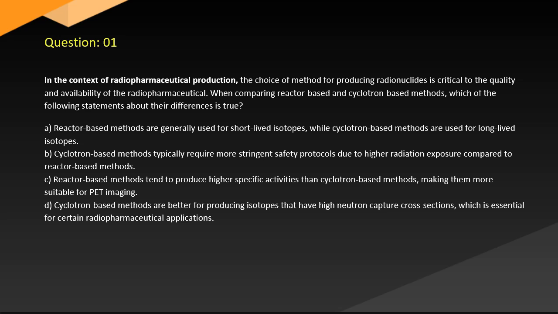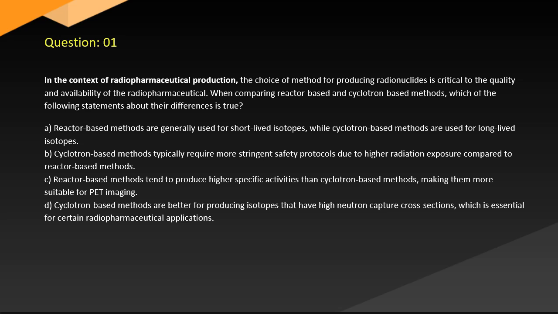Question 1. In the context of radiopharmaceutical production, the choice of method for producing radionuclides is critical to the quality and availability of the radiopharmaceutical. When comparing reactor-based and cyclotron-based methods, which of the following statements about their differences is true?